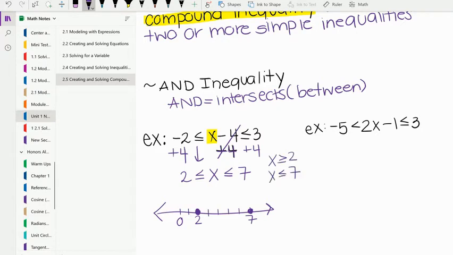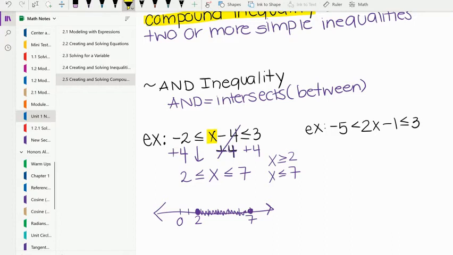So it's representing x values that are greater than 2, which means we'd shade to the right, and less than 7, which means we'd shade to the left. So in reality, we're actually just shading everything in between. So anytime we have an and inequality, you just shade in between.